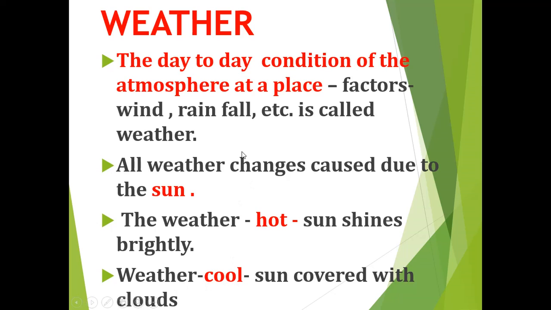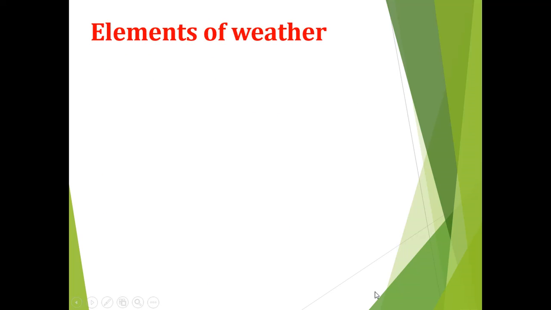Okay, so this is about weather. So what is meant by weather? The day to day condition of the atmosphere at a place due to factors such as wind, rainfall, etc. is called weather. Okay, so all weather changes are caused due to the sun. Weather will be hot if the sun shines brightly, and weather will be cool if the sun is covered with clouds.